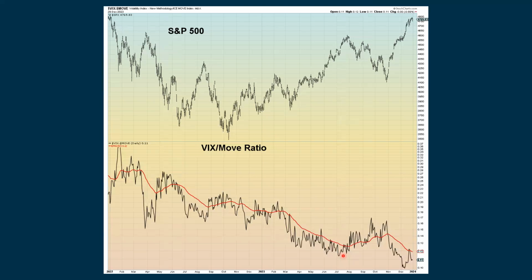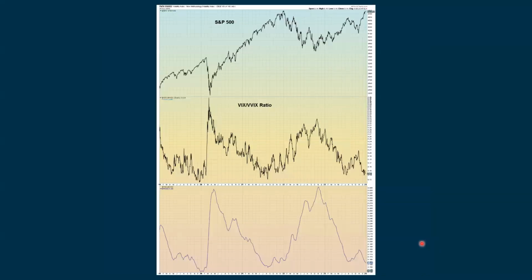Then we look at another ratio of the VIX to MOVE ratio and then calculate that. And when this is really dropping, that just means that stocks are less volatile than bonds. When this is going up, that means that bonds are more volatile than stocks.